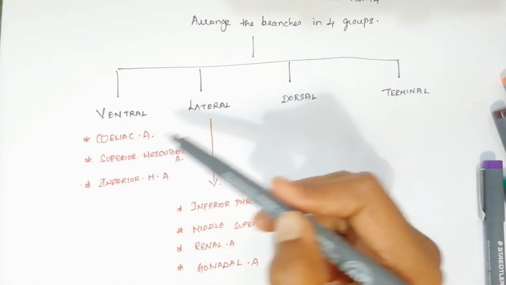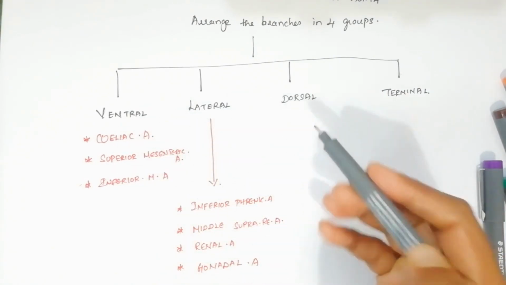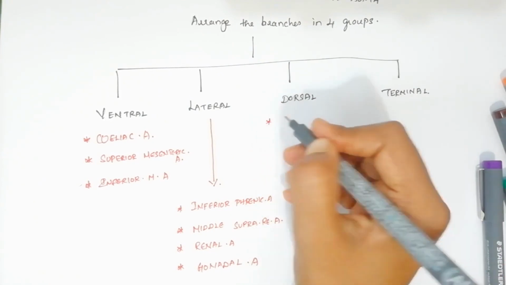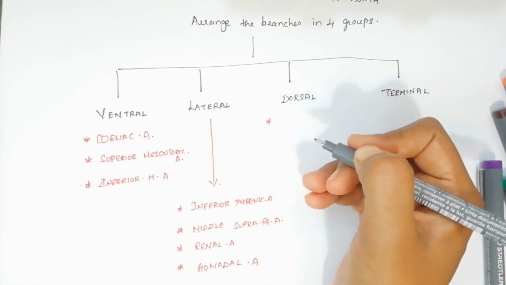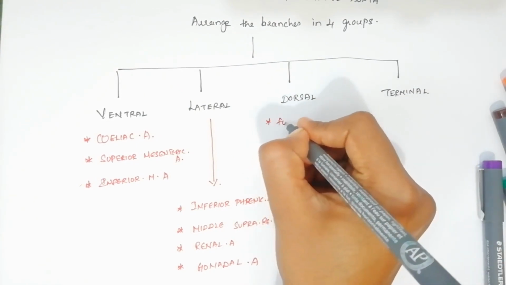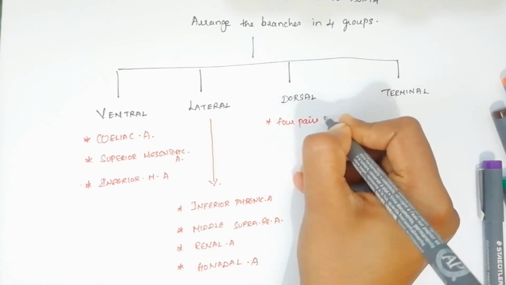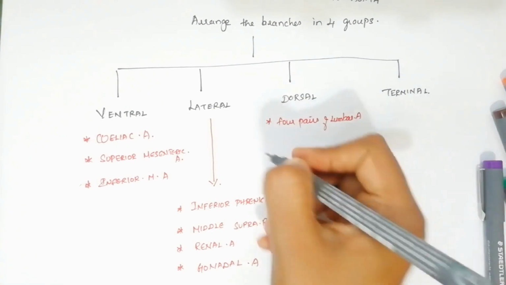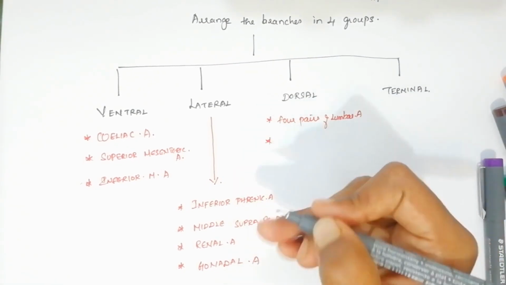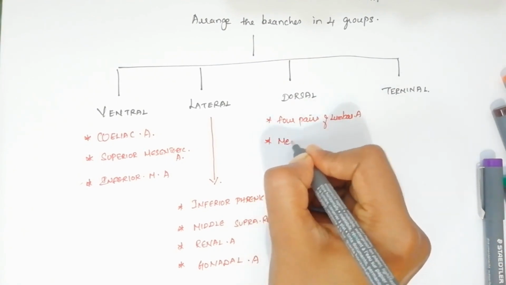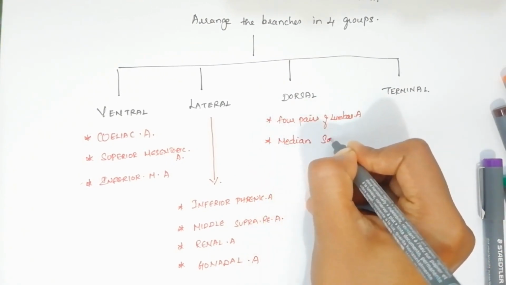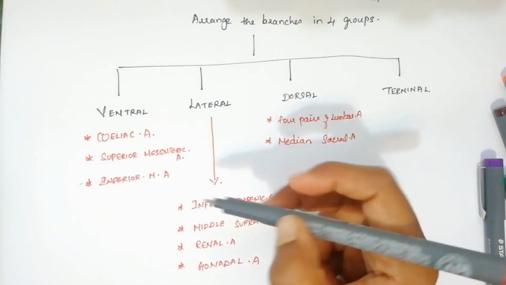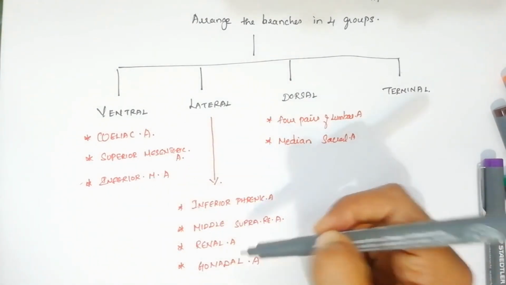So ventral aspect has 3 branches, lateral aspect 4 branches, and talking about the dorsal part, that is the posterior aspect, we have 2 important branches. One is for the lumbar vertebrae, that is 4 pairs of lumbar arteries. Along with that, below the lumbar vertebrae is the sacrum, for which we have the median sacral artery. So these are the 2 branches arising from the dorsal aspect.